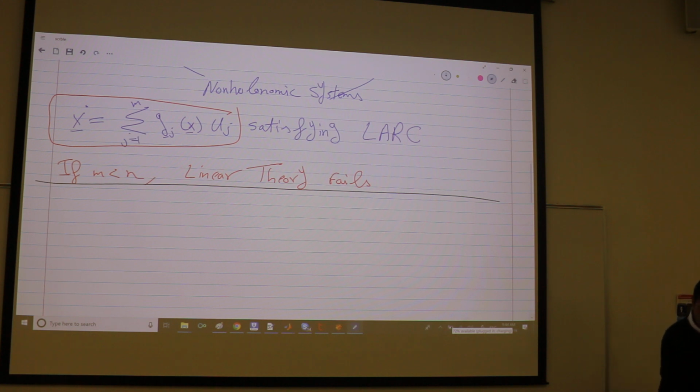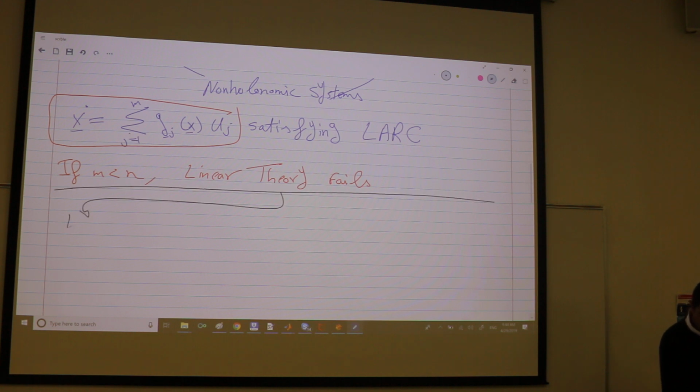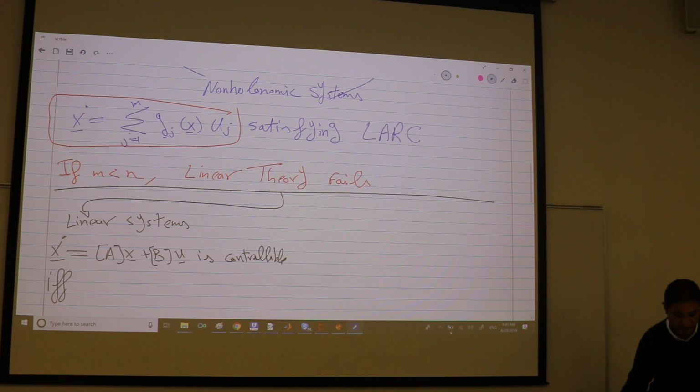So just to give you an idea about what is the source of the challenge. Again, our paradise. Okay. So we have x dot equals Ax plus Bu. Okay. This system is controllable, right? If and only if what? Anybody remembers?